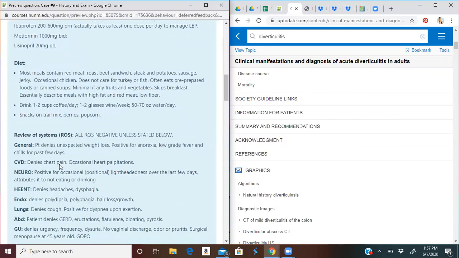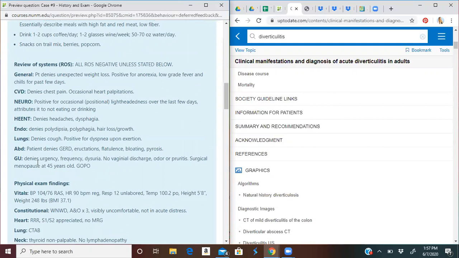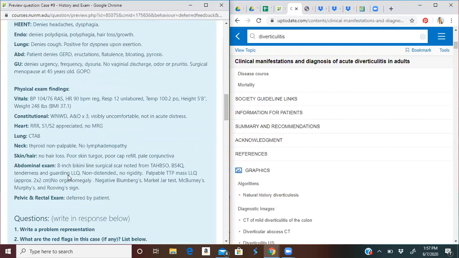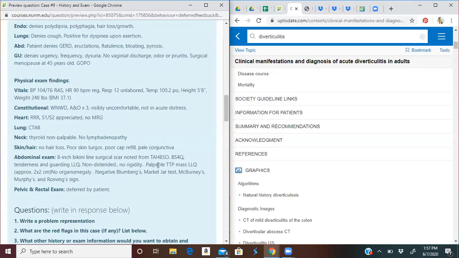And then we get back down to our exam. If we look at our abdominal exam down here, we see that she had a palpable tender mass in her left lower quadrant that was about 2 by 2 centimeters and some tenderness and guarding in the left lower quadrant. No rigidity, non-distended. These are important things to note in your chart. And all of the special tests were negative, thinking about appendicitis.